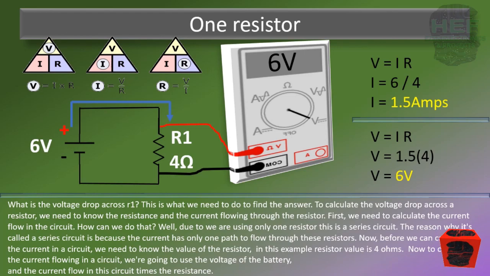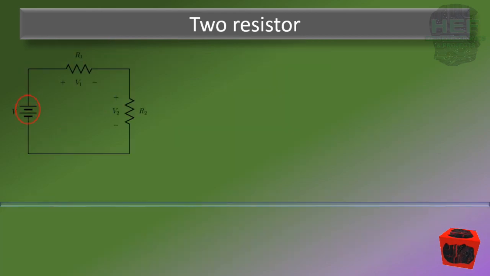Now let's try another example of 2 resistors installed in a circuit. This is the electrical symbol for a battery. And this is for a resistor. This is the positive terminal of the battery. And here we have the negative terminal on the battery. We're going to use 12 volts. This is going to be R1, and this is going to be R2. Let's give R1 a value of 4 ohms and R2 is going to be 6 ohms.